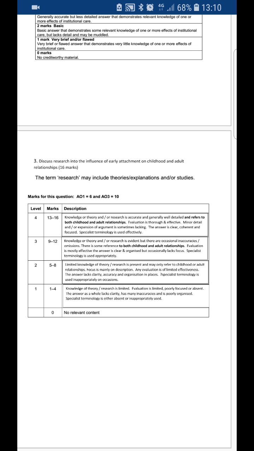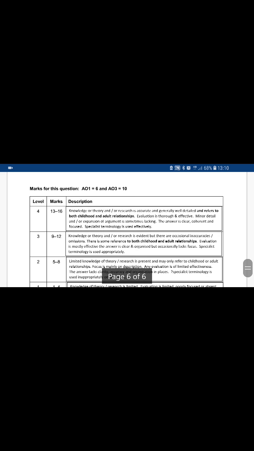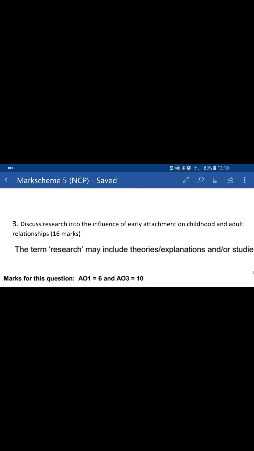So now what I'm going to do is talk you through what we expected in this answer, and you being able to then pitch yourself in these bands. So the question was, discuss research into the influence of early attachment on childhood and adult relationships. Now, there are 2 different ways in which you could have answered this question, and you need to skim through your own answer now whilst I'm explaining it to see which route you took.